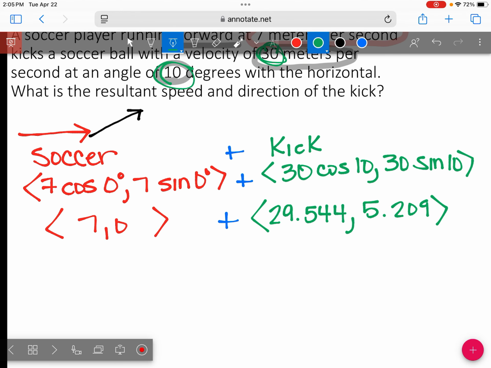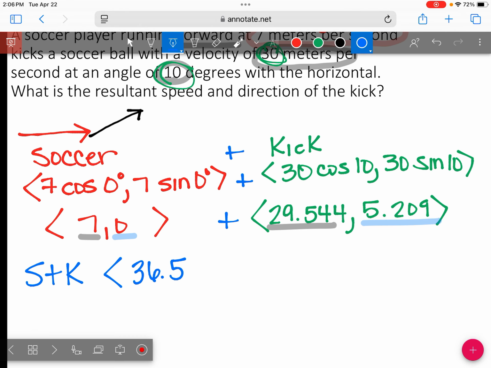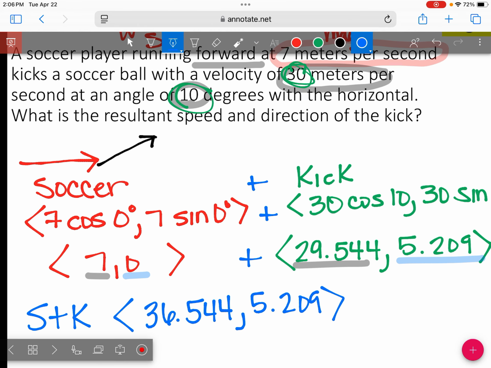So to find my result, I'm going to add these together. I want you to add your x's together, and then add your y's together. So my result vector, soccer player plus kick, is going to equal: 29.544 plus 7 gives you 36.544, and then 0 plus 5.209 is that.